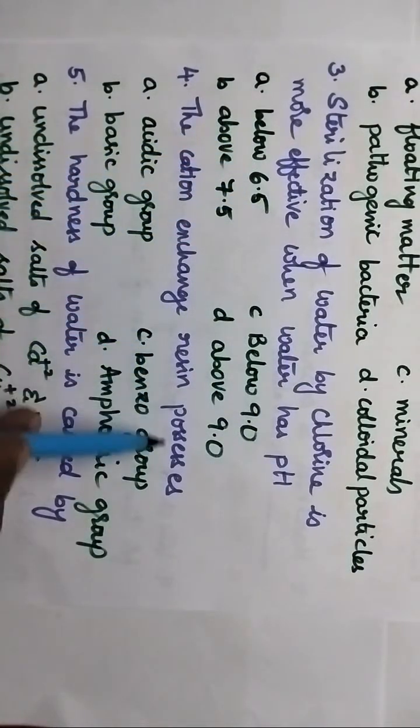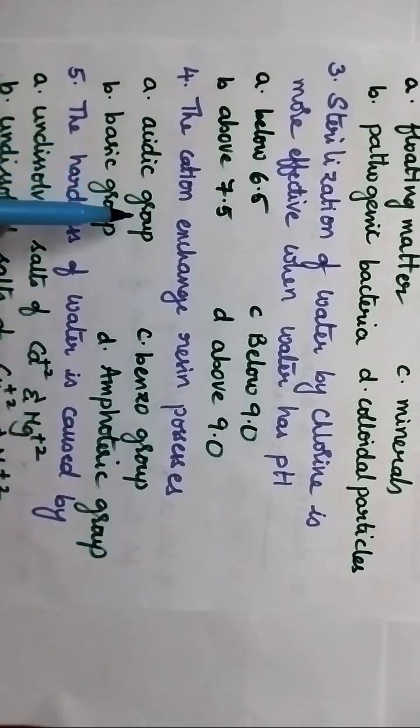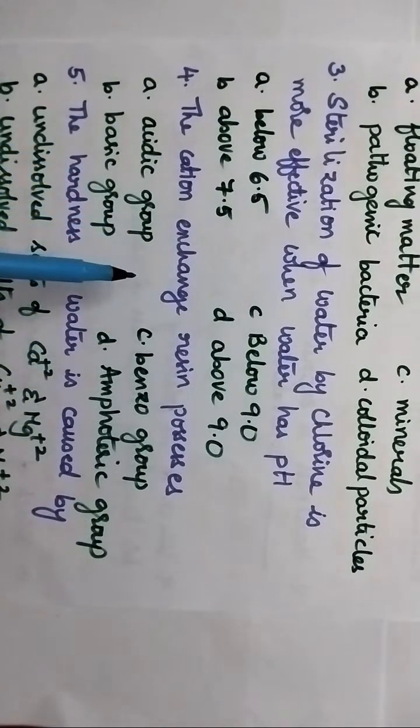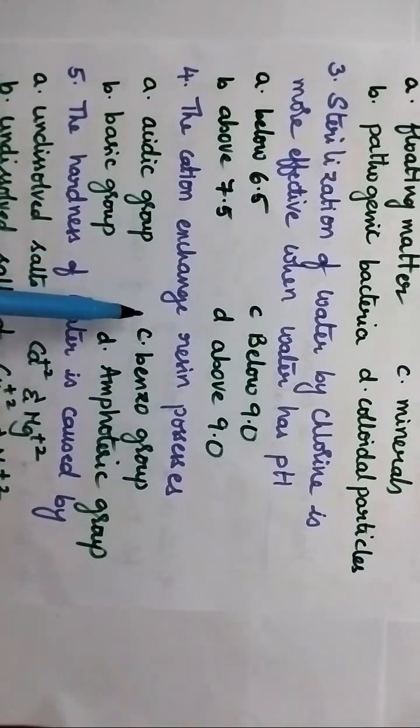The cation exchange resin possesses which group? Option A, acidic group; B, basic group; C, benzo group; D, amino group. Cation exchange resin means RH. Definitely it contains acidic group. So option A, acidic group, is the right answer.